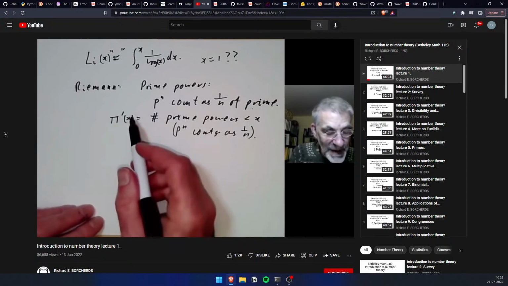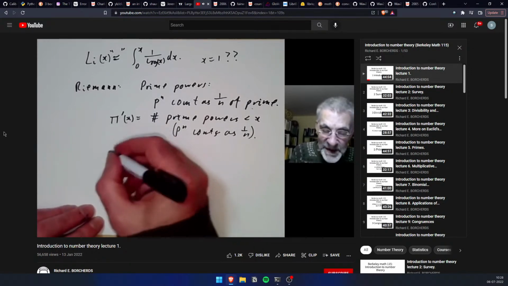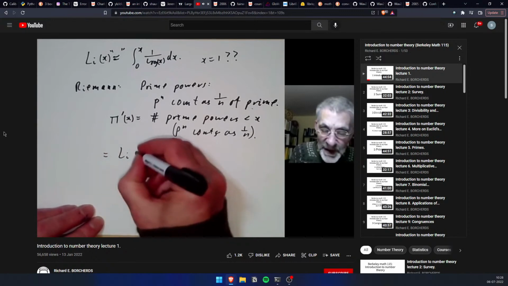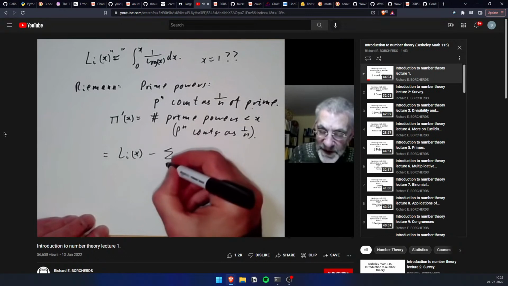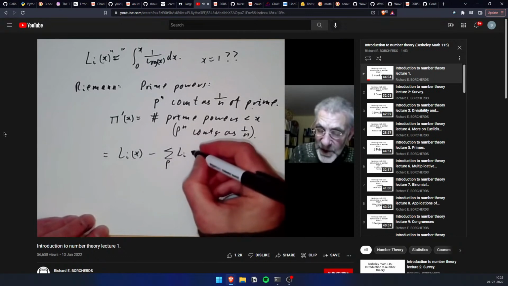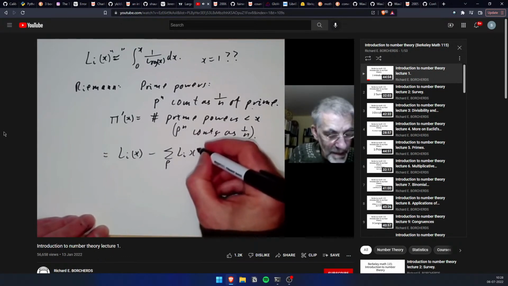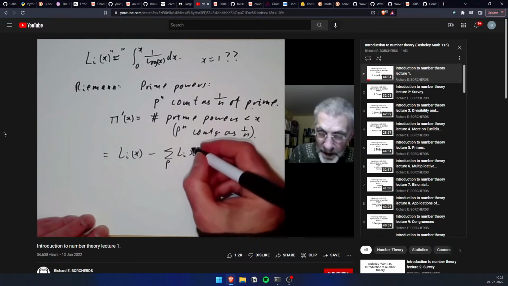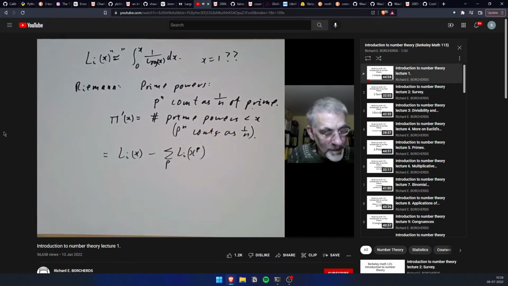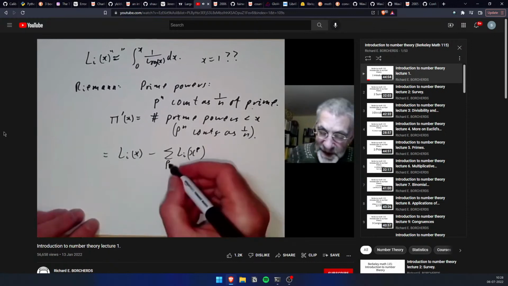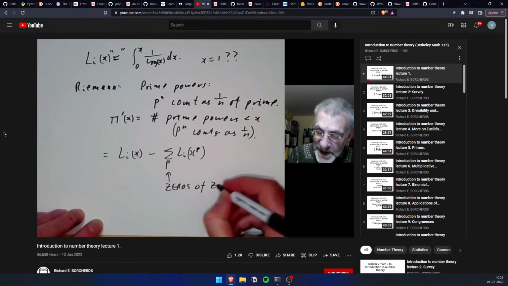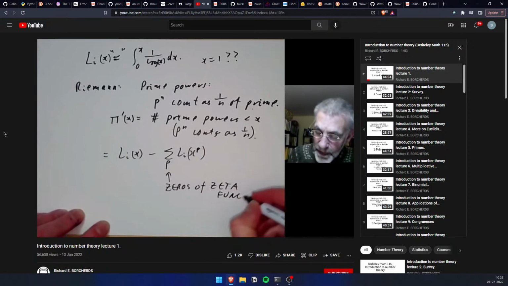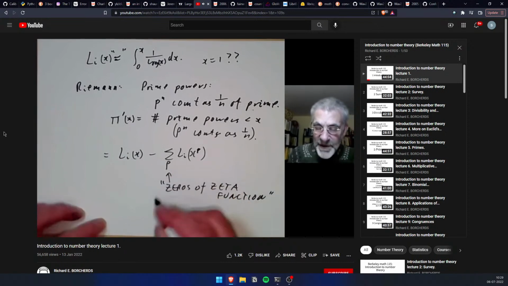And he found a completely explicit formula for this number here. So this is just equal to the logarithmic integral of x minus the sum over some funny numbers rho of the logarithmic integral of x to the rho. Here the sum is over all these numbers rho, which are some so-called zeros of the zeta function, which I'll explain in a moment.